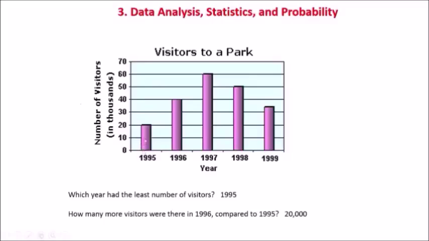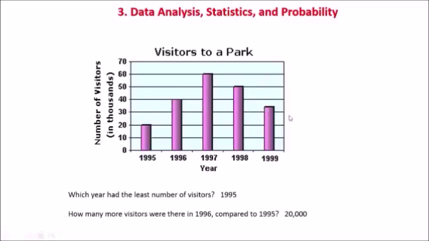So in 1995, you go across, then you see 20,000 visitors in 1995 to the park. Then 1996, you go up, go across, 40,000 visitors in 1996. In 1997, there are 60,000 visitors, okay? And then 1998, there are 50,000 visitors. Then 1999, it's in between, so it's about 35,000 visitors in 1999, okay?